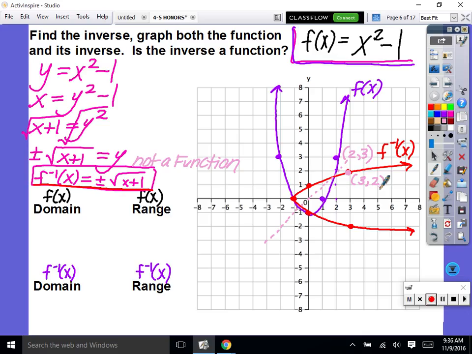And look, there's the reflection over the y equals x line. And there's that, those two are reflections, correct? And those two? Okay, sweet, and then those two. Okay, just making sure we all understand.